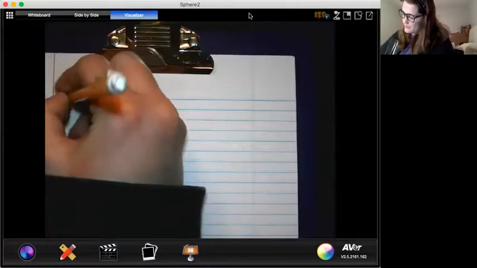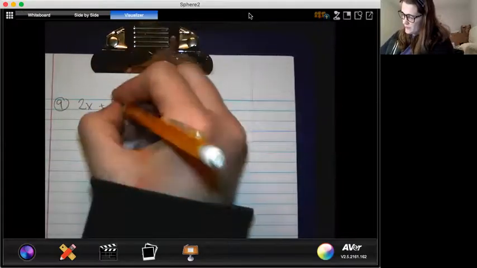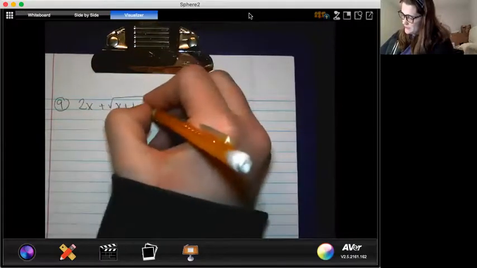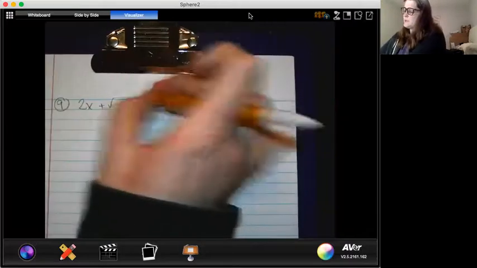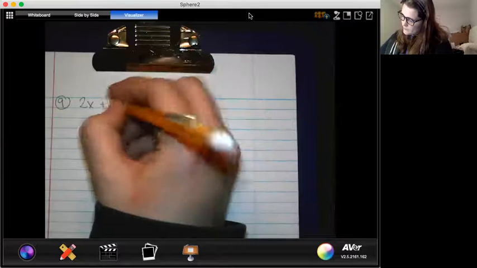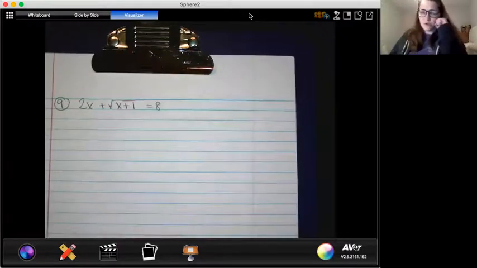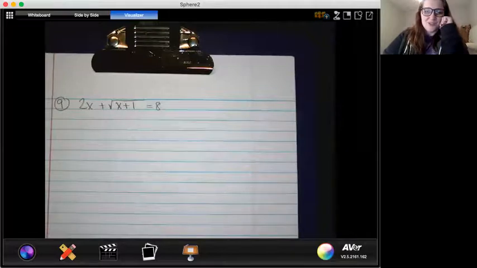Number 9, which is 2x plus the square root of x plus 1 equals 8. I don't know what happens with my square roots sometimes. They just kind of go a little crazy. Or, I'm crazy. One of the two. Probably both are true. Okay. So again, if you feel comfortable, go ahead and pause at this point and you can try it on your own. If not, hang tight and we'll do it together.